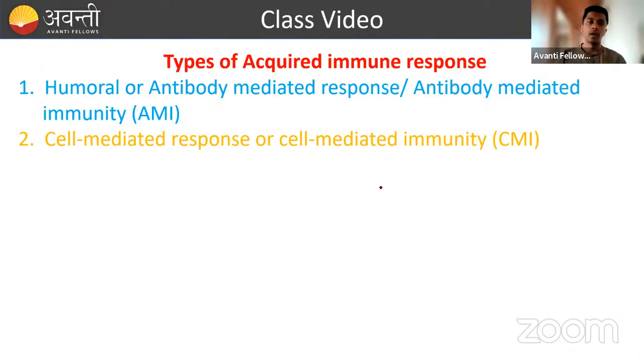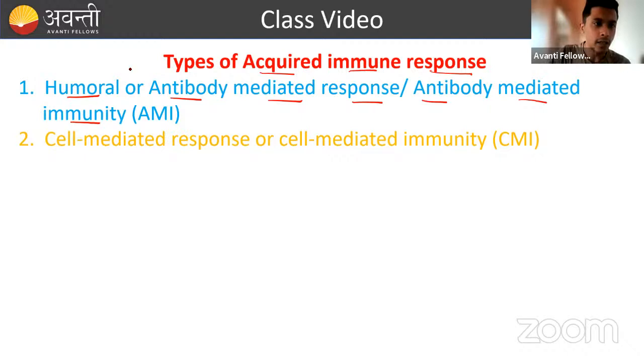When we talk about acquired immune response, there are principally two important types. The first type is called humoral immunity. Humoral immunity is also called antibody mediated response or antibody mediated immunity. Let us repeat this. Under acquired immune responses, we have two types. One among them is humoral immunity, or you can call it antibody mediated response, or antibody mediated immunity, or AMI.